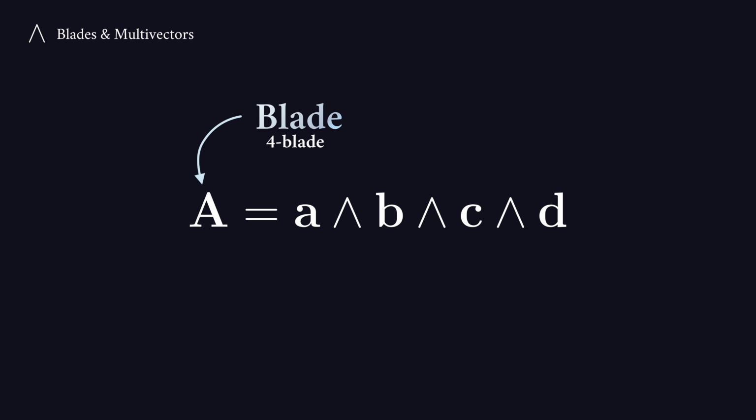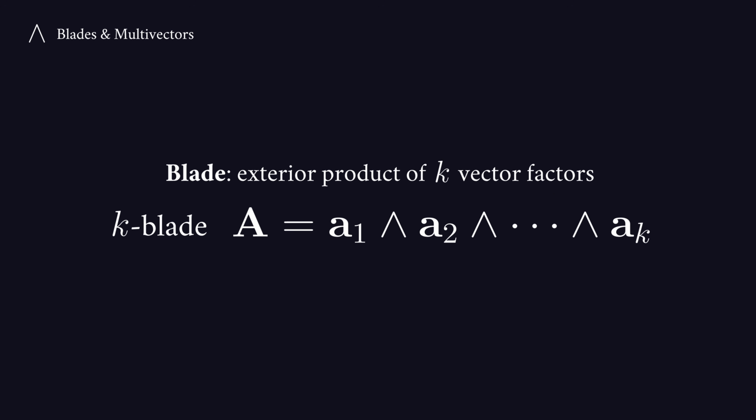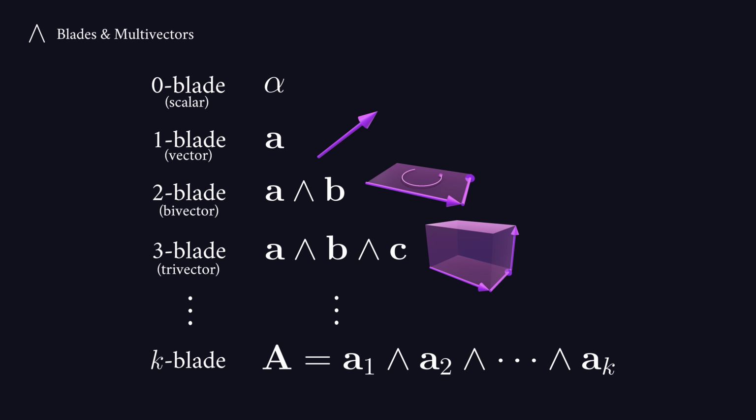In general, the definition of a blade is the exterior product of k vector factors. So in a k-blade A, you just multiply with the exterior product k vectors. So A1 wedge A2 up until AK. And if you think back now, we've already seen a lot of blades.